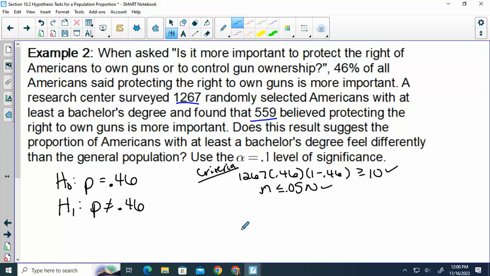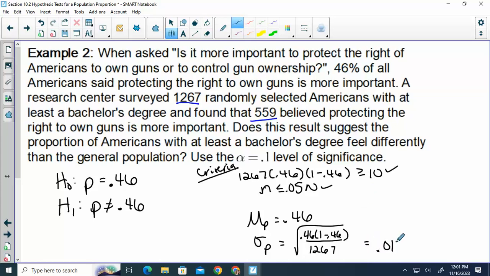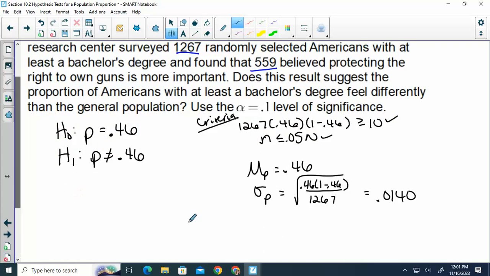We are going to need the mean, the standard deviation, and the p-hat to move forward. So the mean, 24.6, the standard deviation, 0.014, and the p-hat.